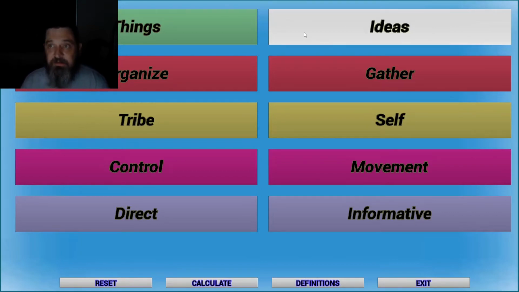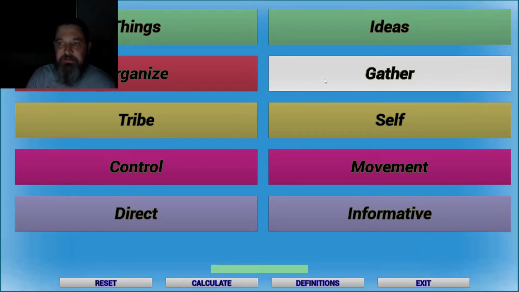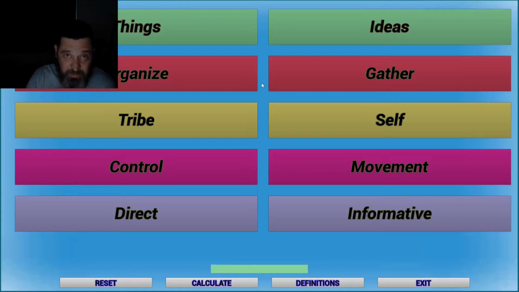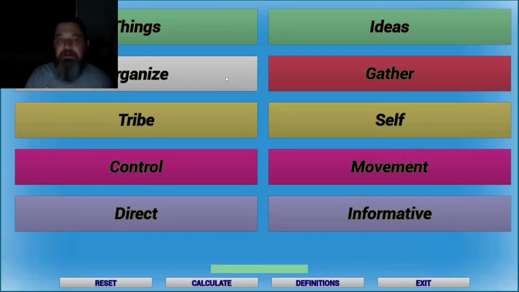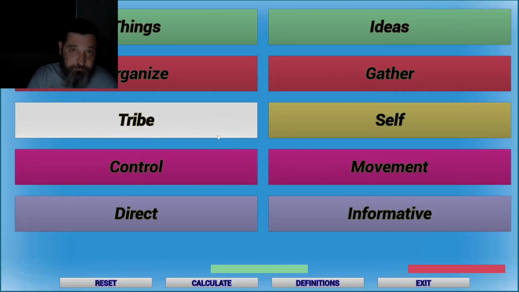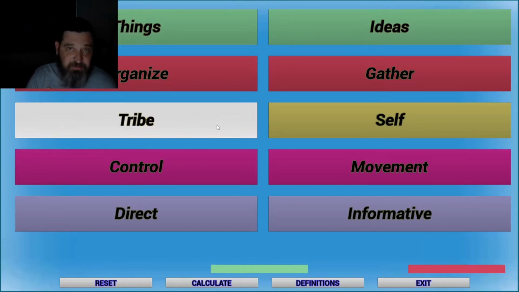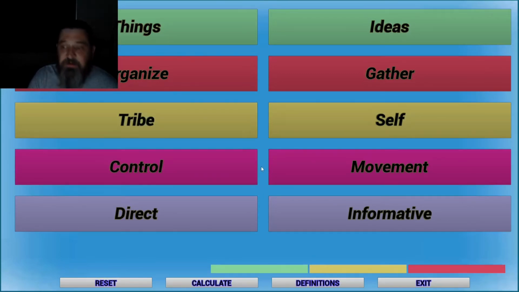It's very clear. If they're constantly talking about the future and possibilities, they're ideas. If they're talking about new ideas and trying to figure out new things, they're gathering. If they're talking about old ideas continuously, they're organizing. They are either doing that for themselves or for the tribe. They're doing it for the others they're with. If they're focused on their spouse and their kids or their co-workers in a provisional way, then that's their tribe.